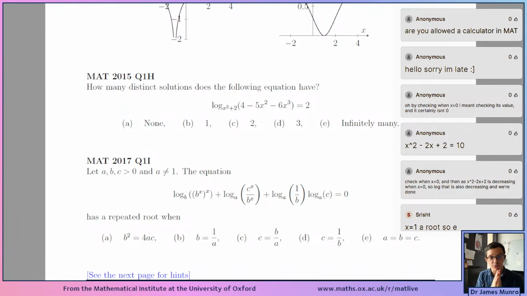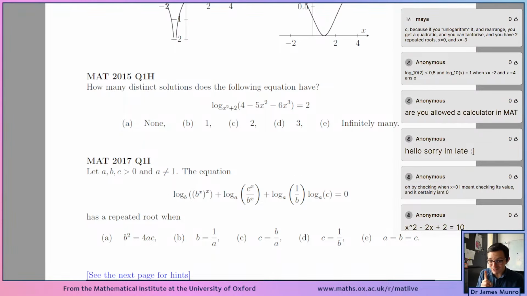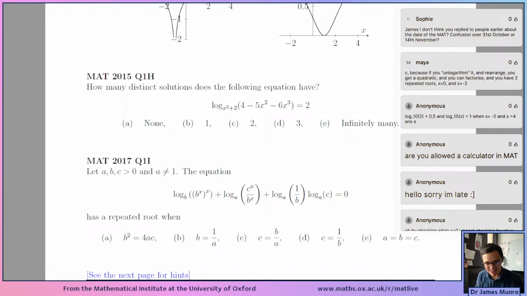Next question, 2015 question 1H. I use this one a lot. If you came to an open day, then during the open day, the Maths at Oxford talk, you might have seen one example of a math question. I had one slide to put one math question on, and I put this math question on because I love it. It's so awful when you first see it.